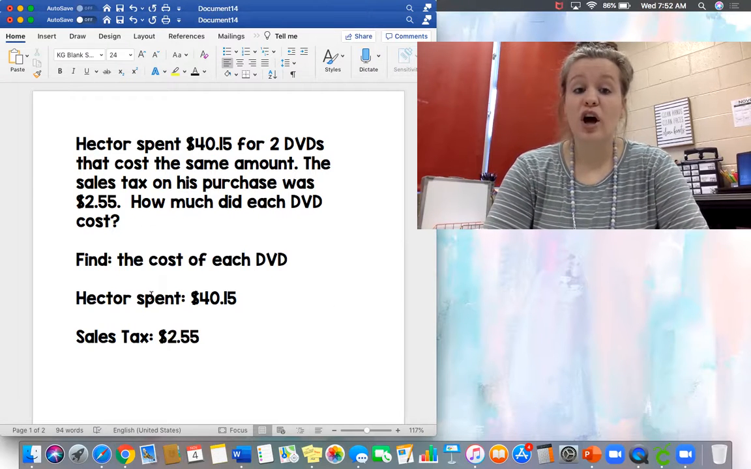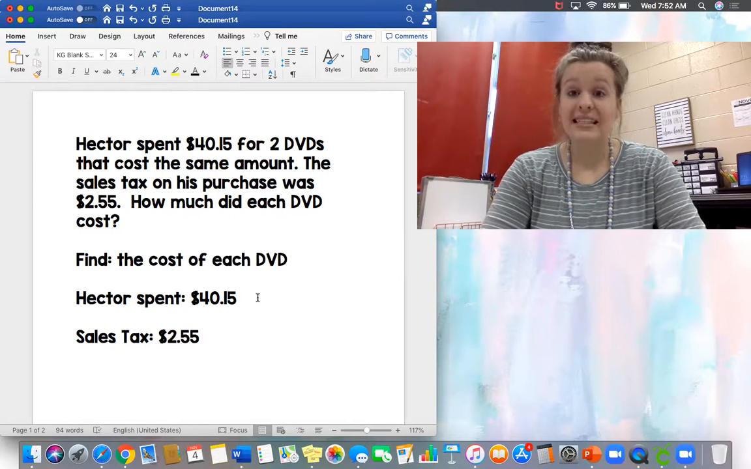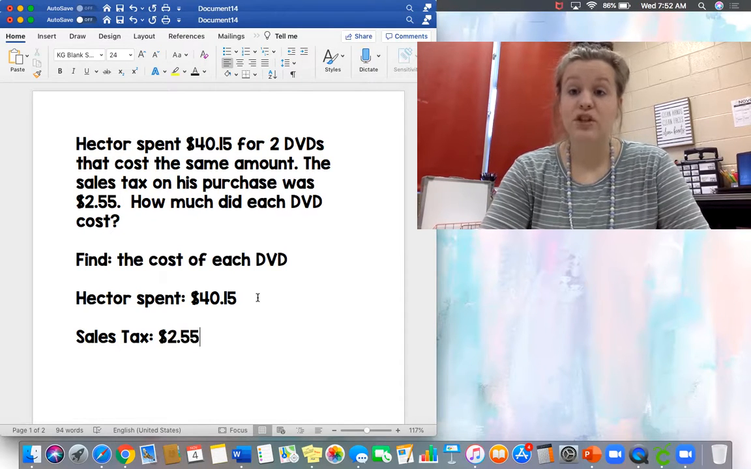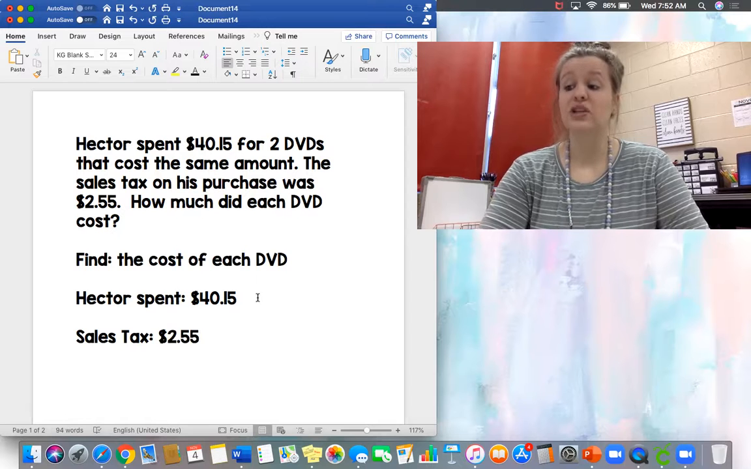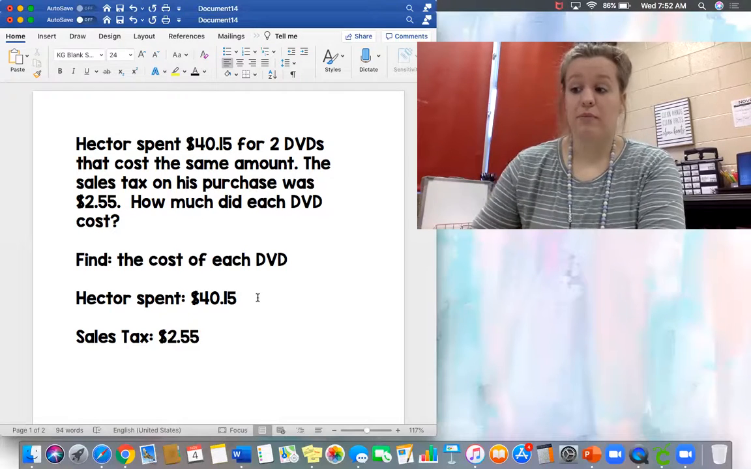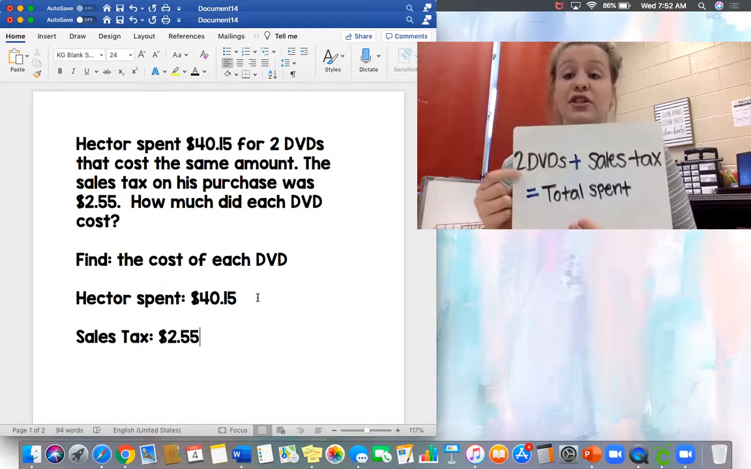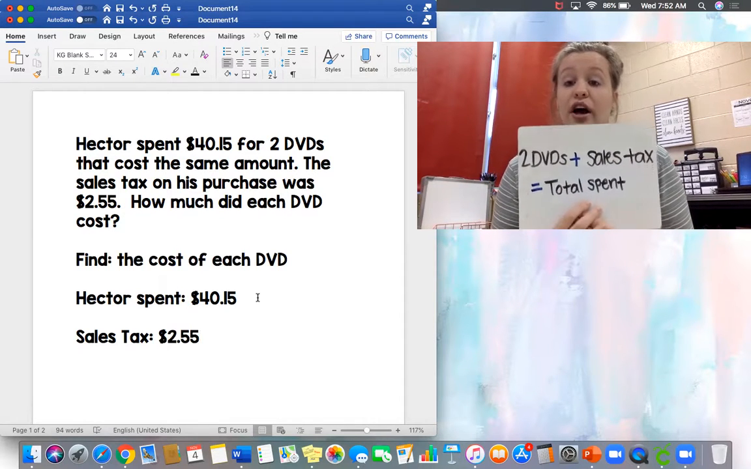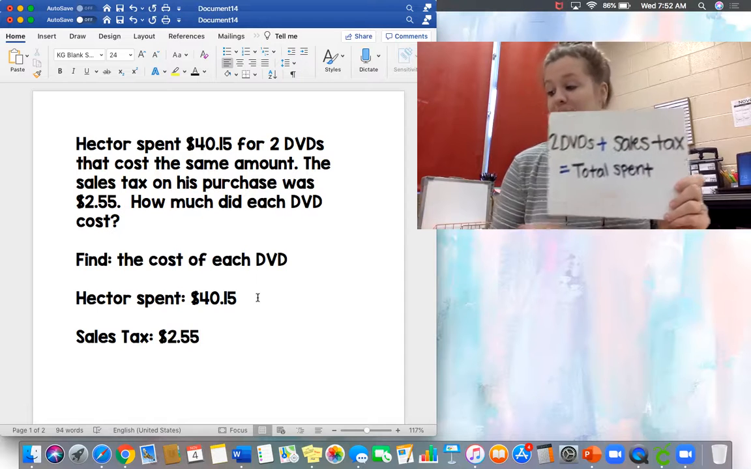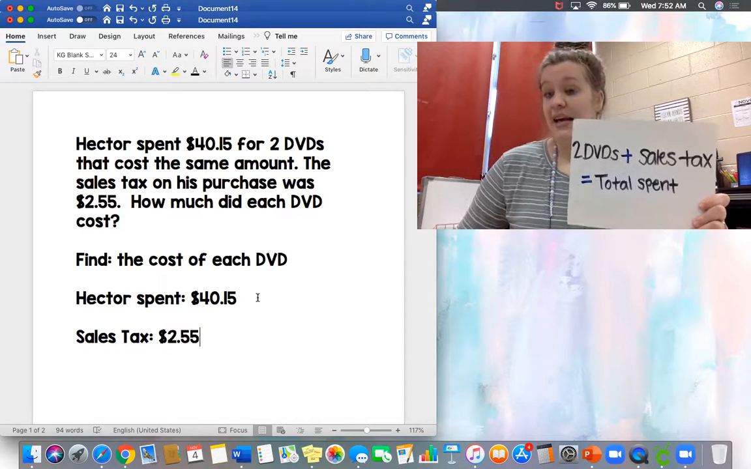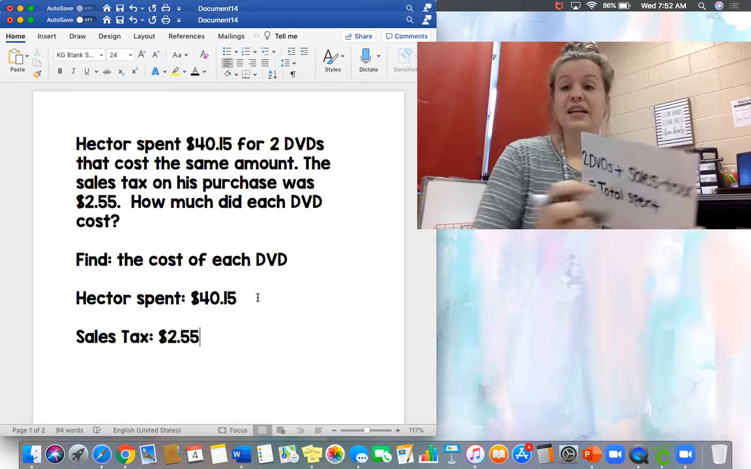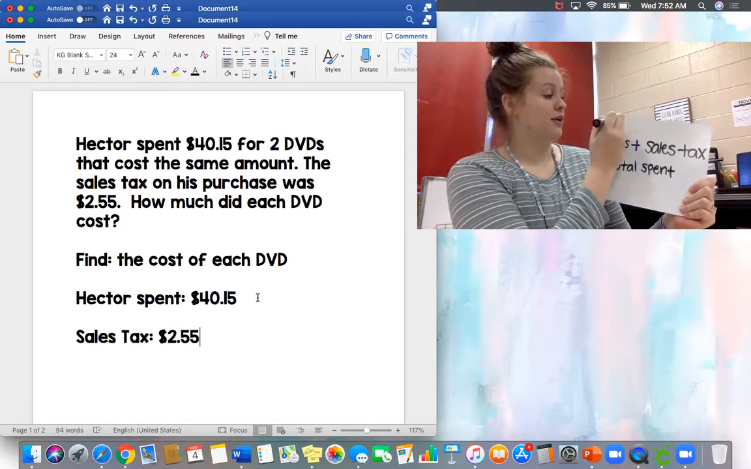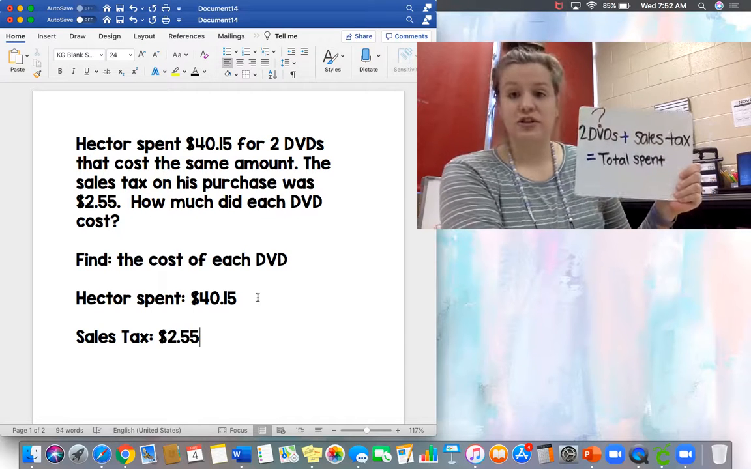So they tell us the total amount that Hector spent, but some of the money he spent was sales tax. It was not the actual cost of the DVD. So that's the first thing that we need to remember. So if we think about this word problem, it tells us that the 2 DVDs plus the sales tax equals the total amount of money that Hector spent. So let's fill in these blanks with the dollar amounts that we have. Do we know how much the 2 DVDs cost? No, that's what we're trying to find, right? So I'm going to put a question mark right here because I'm not sure how much those 2 DVDs cost.